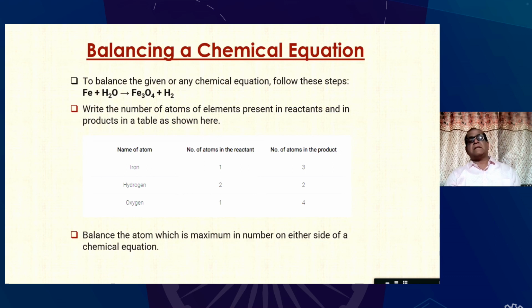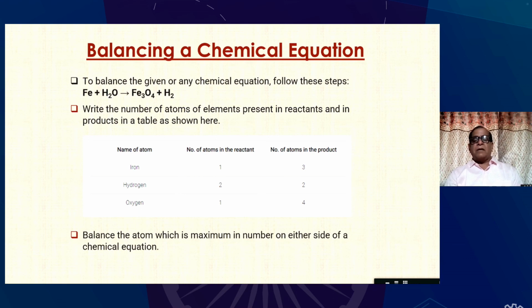Now, balancing a chemical equation, that is how we can balance a chemical equation. To balance the given or any chemical equation, the following steps are required. Write the number of atoms of element present in the reactant and in the product as shown in table here. Here we can see that number of atoms of iron on right hand side is 3 and on left hand side is 1. And the number of hydrogen atoms on left hand side is 2, while the number of atoms of hydrogen on the right hand side is also 2. The number of oxygen atoms on left hand side of the equation is 1, while the number of atoms on right hand side of the equation is 4.